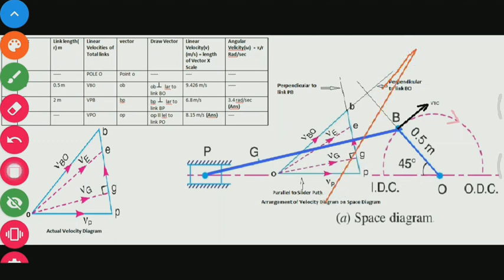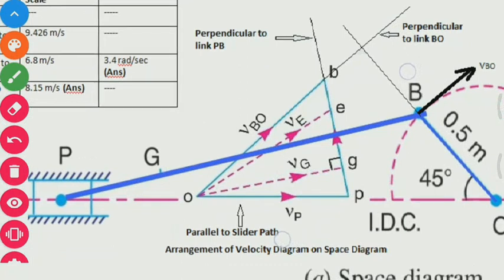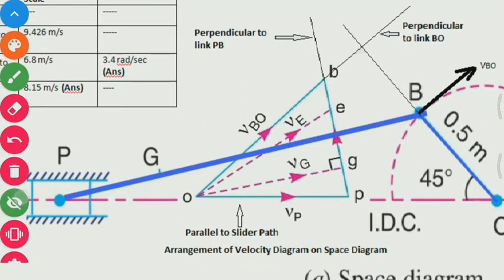Now here you can see that the vector OB is exactly perpendicular to link OB, which is rotating in clockwise direction. Linear velocity of point B is also shown. So we have to draw the vector OB in the direction of velocity. You see that both lines are perpendicular. Similarly, we can draw the vector BP perpendicular to link PB also.